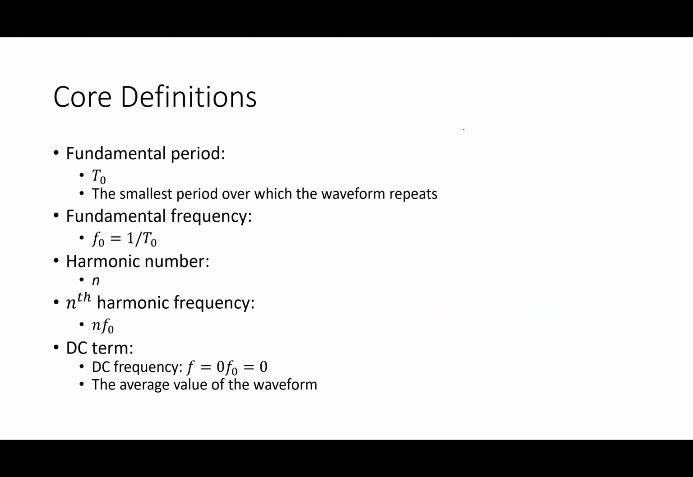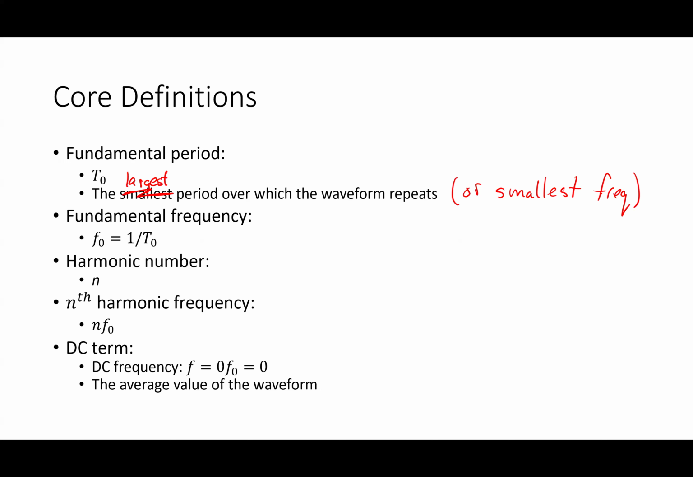We said we had our fundamental period. Need to be careful of this: the smallest frequency is the largest period. The largest period over which the waveform repeats, or the smallest frequency. Fundamental frequency is 1 over T naught. With harmonic number n, the harmonic frequency is n times f naught.